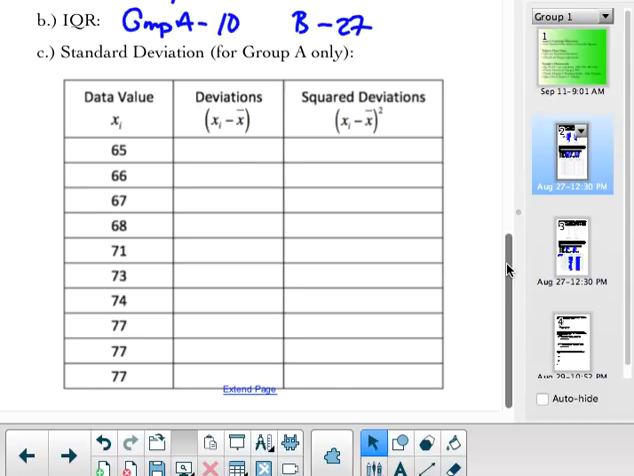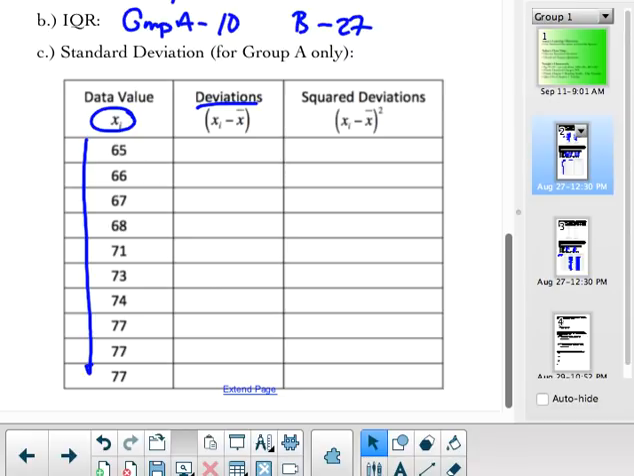And so our data value here is this x sub i, each of these, sort of go down this way. The first thing we want to calculate is, what is the deviation? And this is something that we actually used, a form of an equation that we used when we were doing the dog blocking activity.